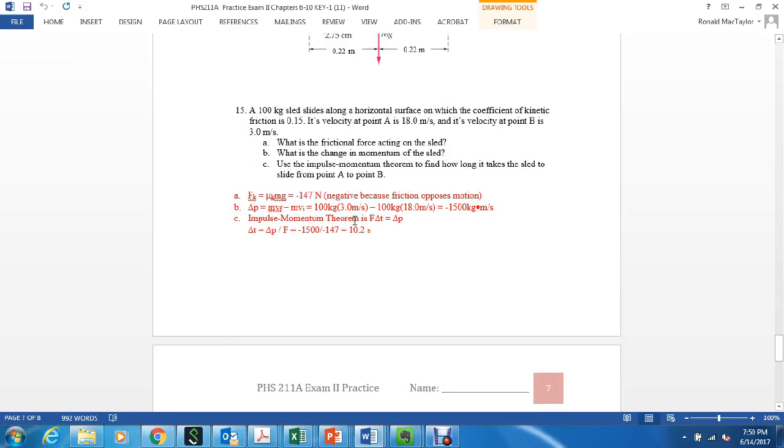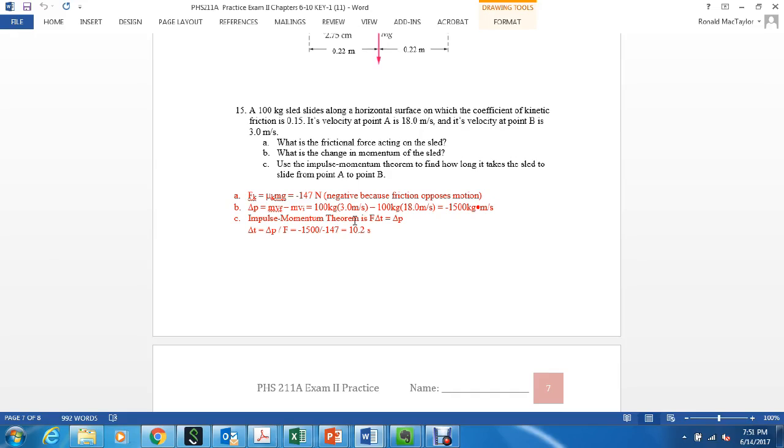Hey, we have a sled sliding along a horizontal surface. Friction is present. We're given some information about the friction. We're given two different velocities. It's going to slow down. So, what is the frictional force?